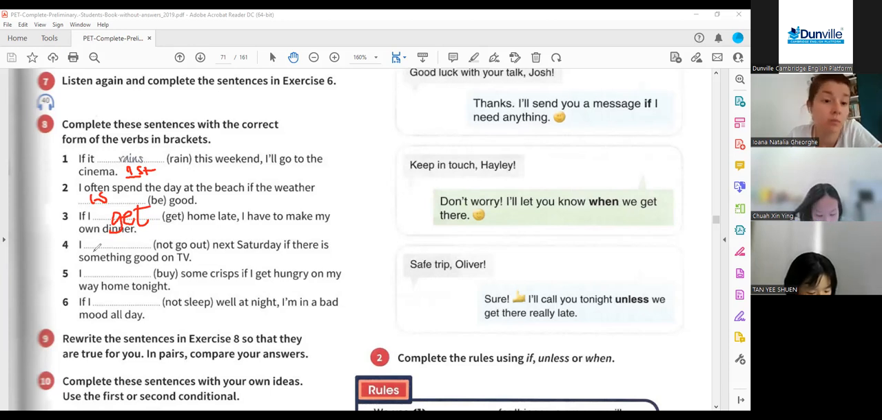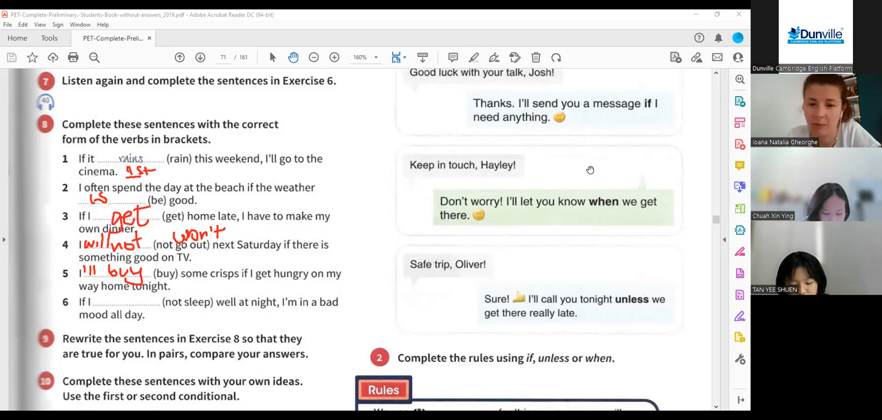I will not go out next Saturday if there is something good on TV. Yeah, I will not go out, or a shorter form would be I won't, like this. I won't go out next Saturday. Very good. Number 5, Tan. I will buy some crisps if I get hungry on my way home tonight. Very good. I'll buy some crisps. And number 6, Singing. If I don't sleep well at night, I'm in a bad mood all day. Excellent. That applies to me for sure. Or if I don't drink coffee first thing in the morning, I'm in a bad mood the whole day.